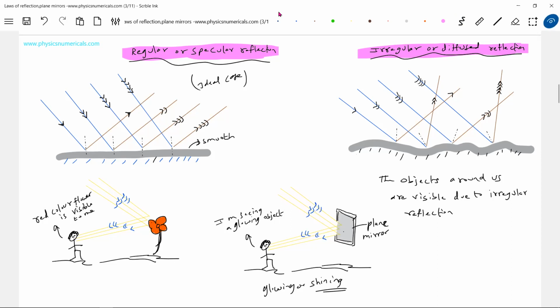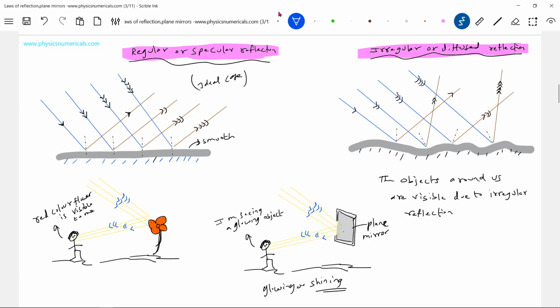So you ask the person, hey, can you say what is the shape of the mirror? He says, no, not possible. The reason is that the reflection that occurs in the mirror is almost like a regular reflection. Whereas this person is able to say clearly how many petals the flower has, what the color is, and the details of the flower, because of irregular reflection. The sunlight incident on the plane mirror undergoes regular reflection, because the mirror is smooth. So the person cannot say what the shape of the mirror is.